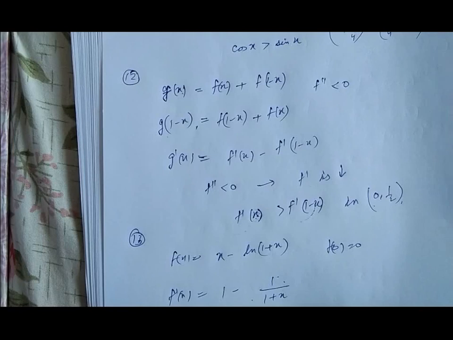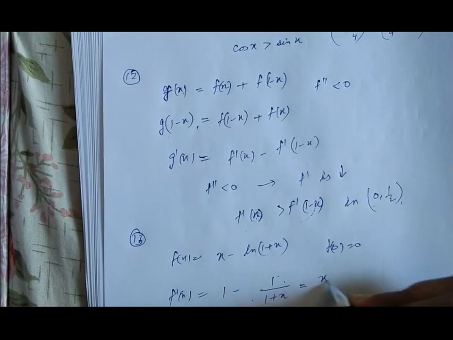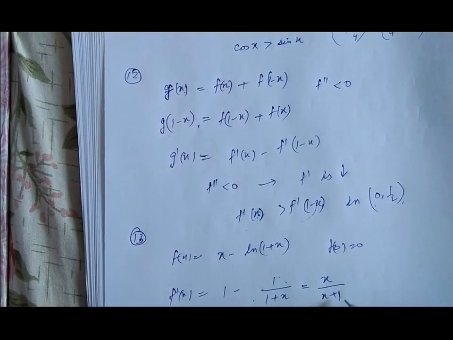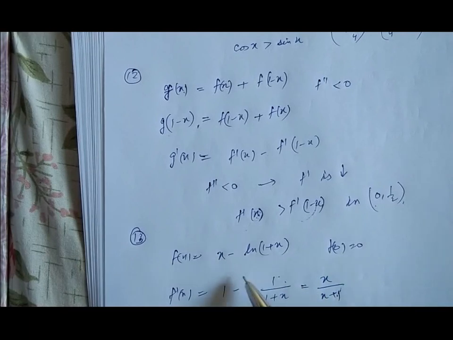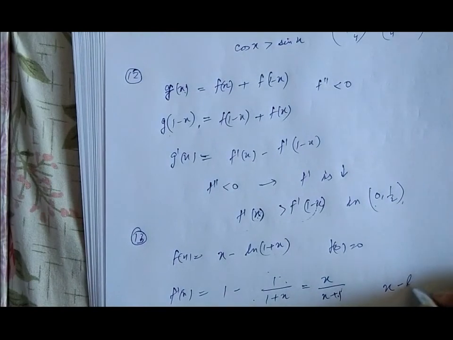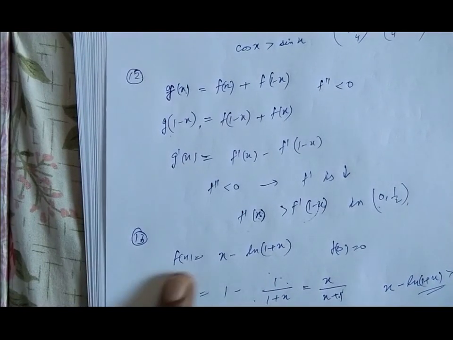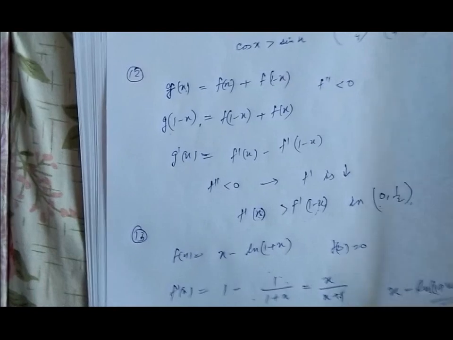We need to prove for all x greater than 0. So for all x greater than 0, this is always positive. Since f' is positive, this is increasing, hence x minus ln(1 plus x) is greater than 0. Okay, now moving on to the next question, question number 14.